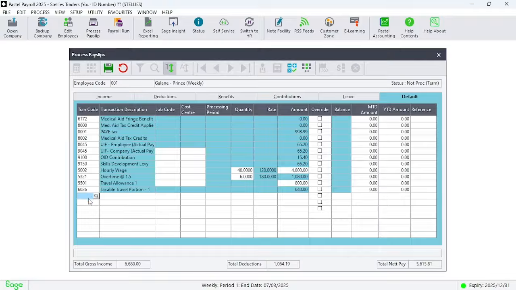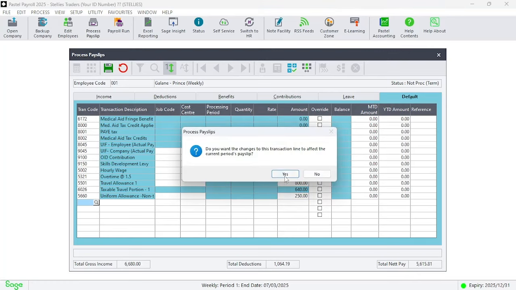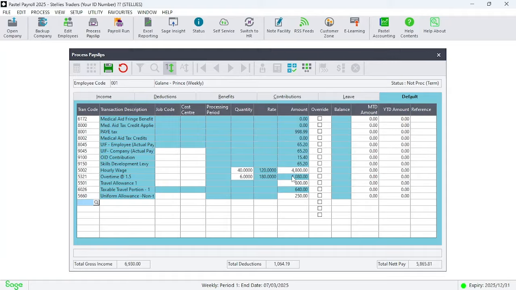Move to the next one, which is 5660, and that one is the uniform allowance, and the amount there is going to be 250 rands. Going down, one down, and I make sure that I take my mouse, click the cursor to yes, click on it, and I'm done. The next one now is going to be 5720, and that amount there was 400 rands. Go down and make sure that I click select yes.